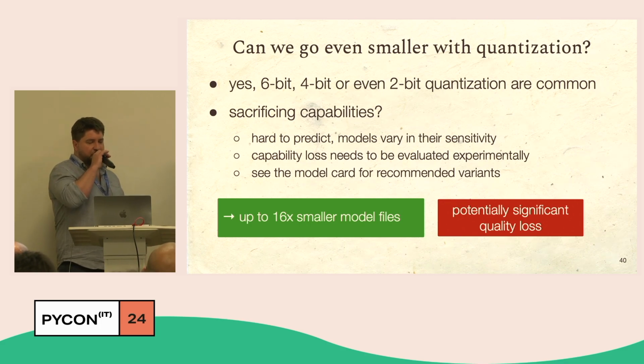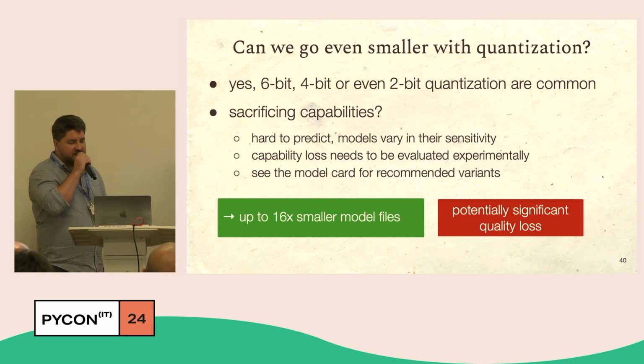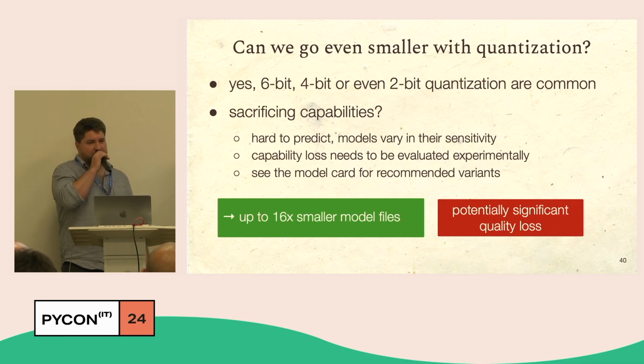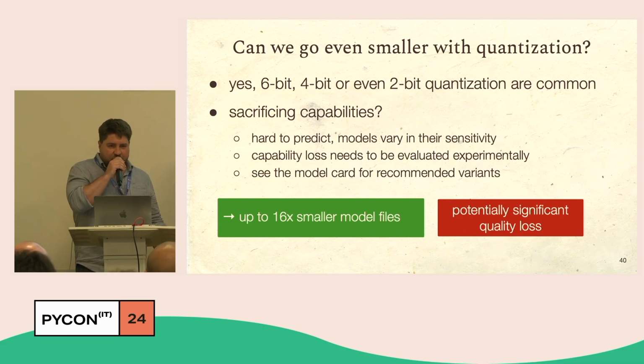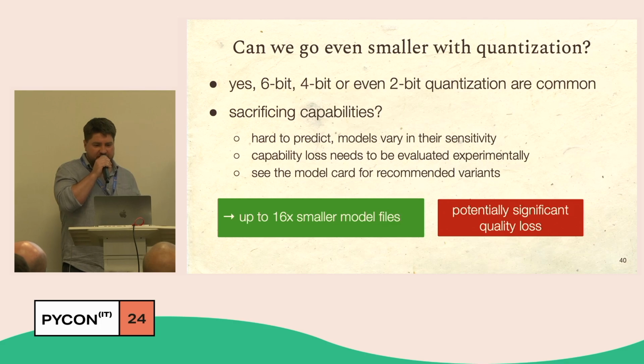Can we drive this even further? So 8 bits is not small enough. Can we go for 6-bit, 4-bit, or even 2-bit quantization? Yes, those are all common. Those are being done. And you might ask, what are the capabilities that we are sacrificing? If we are so strongly compressing a model, we must lose something. And that's true, we have to expect some capability loss. It's hard to predict upfront. The models vary in their sensitivity to quantization, so you need to evaluate the capability loss experimentally.